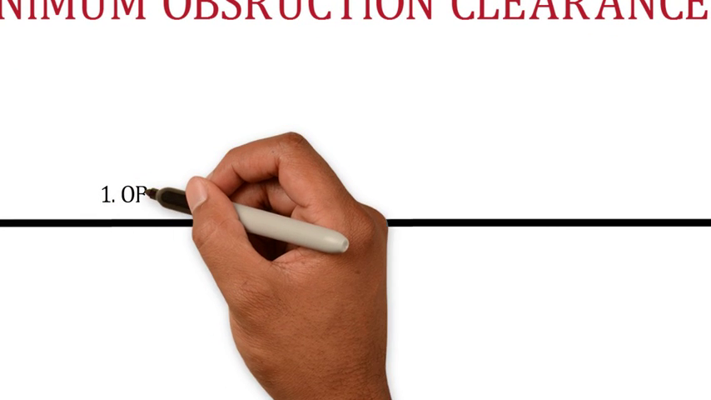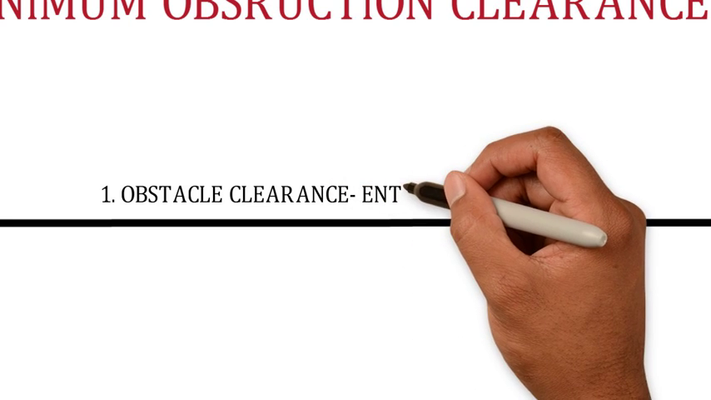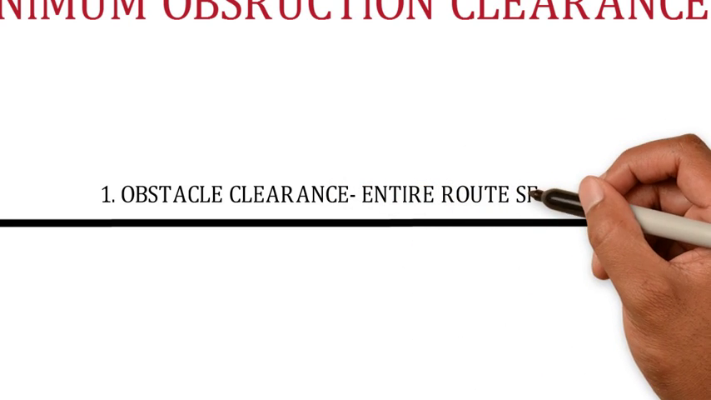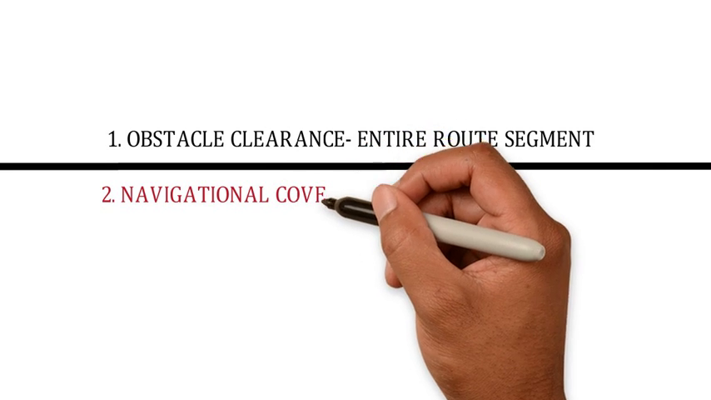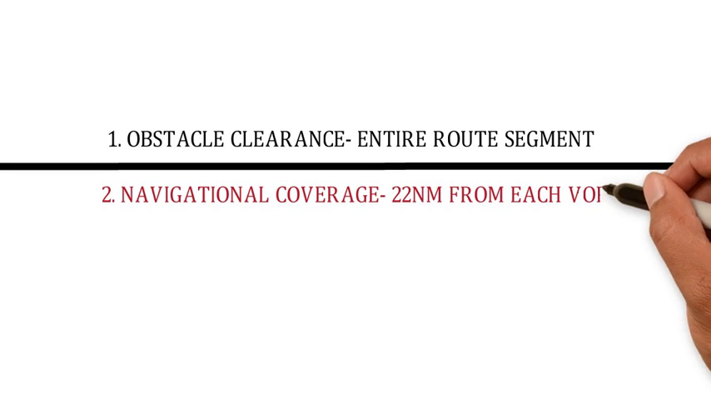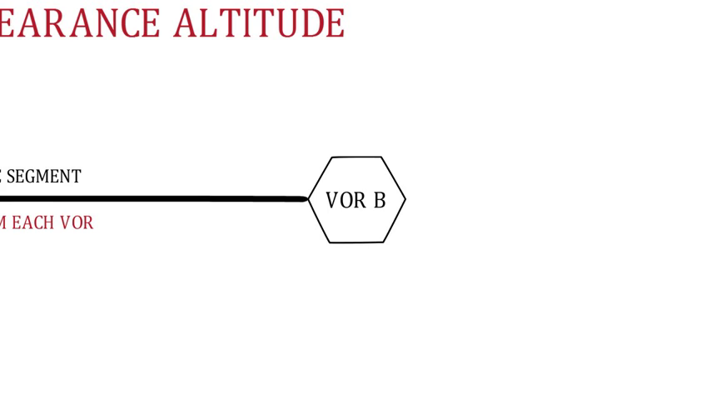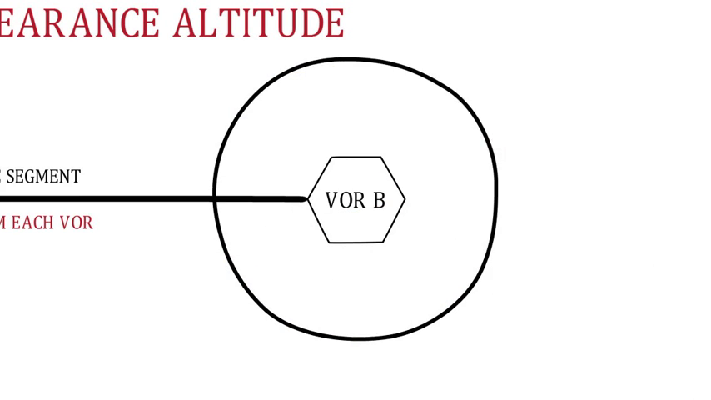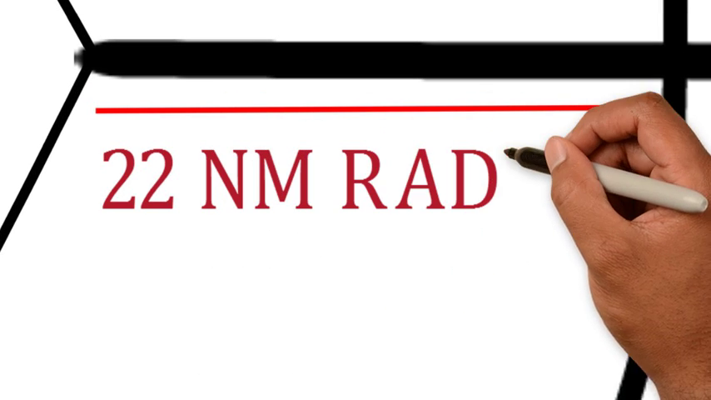Okay, so the first thing, just like an MEA, MOCA gives us obstacle clearance throughout the entire route segment. Again, meaning you're not going to hit anything. Same obstacle clearance, so 2,000 feet mountainous, 1,000 feet non-mountainous. And a MOCA gives us navigational coverage as well, but not for the entire route segment, only for 22 nautical miles from each VOR. So there's a 22 nautical mile radius from each VOR in which you'll get navigational coverage. So if you want navigational coverage along your entire route, you'll have to fly at the MEA, which will be a higher altitude.